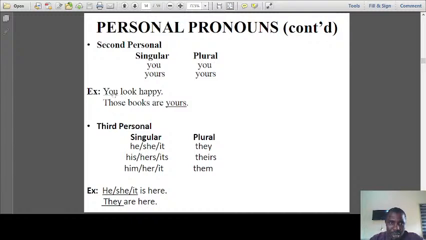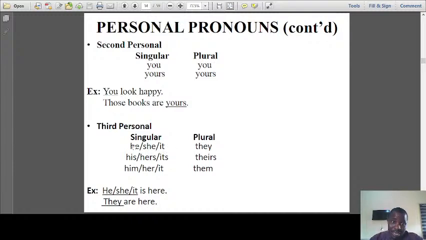And you look happy. Either you are talking to one person or you are talking to more than one person. Either you are referring to one or more. Then the next is third person. In terms of third person, in terms of subject position, we have he, she, it, and they.